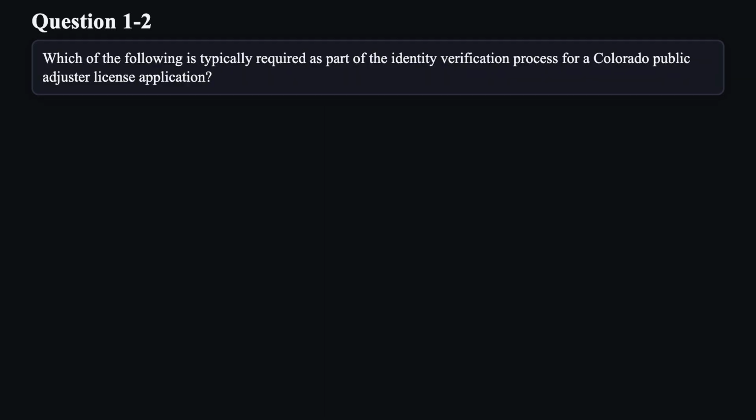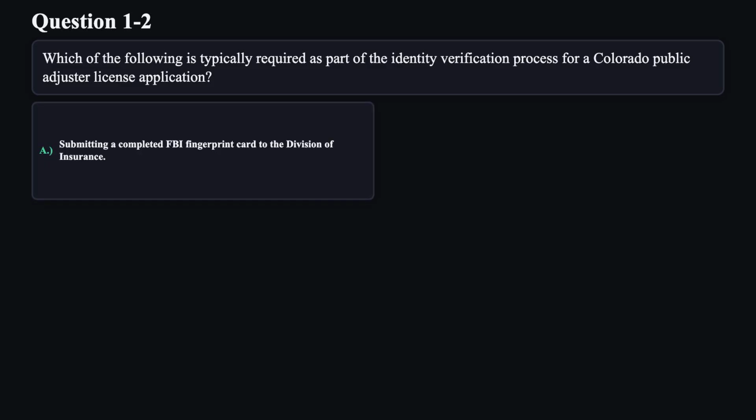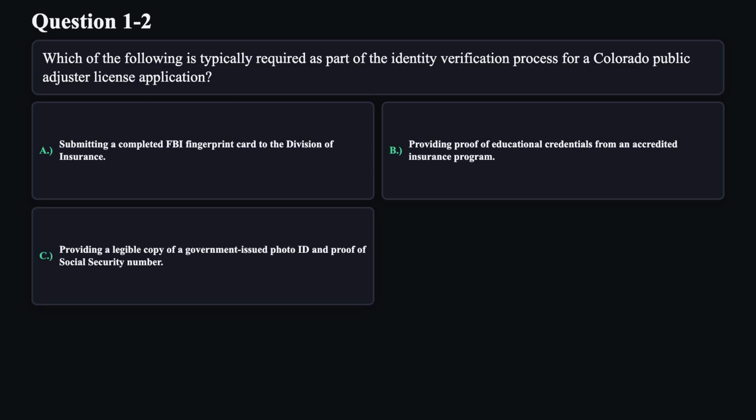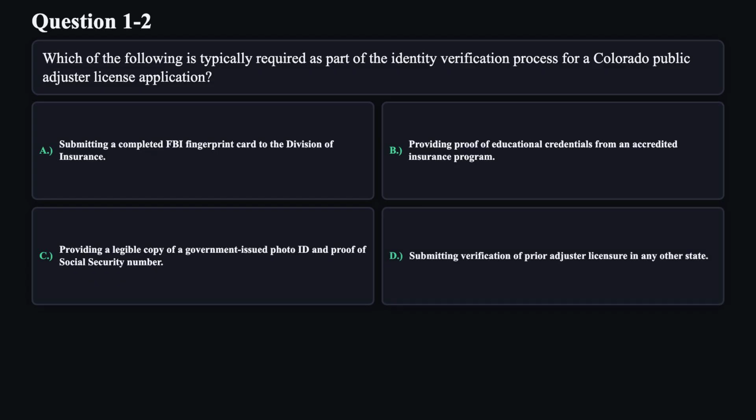Question 2. Which of the following is typically required as part of the identity verification process for a Colorado Public Adjuster License application? A. Submitting a completed FBI fingerprint card to the Division of Insurance. B. Providing proof of educational credentials from an accredited insurance program. C. Providing a legible copy of a government-issued photo ID and proof of Social Security number. D. Submitting verification of prior adjuster licensure in any other state.